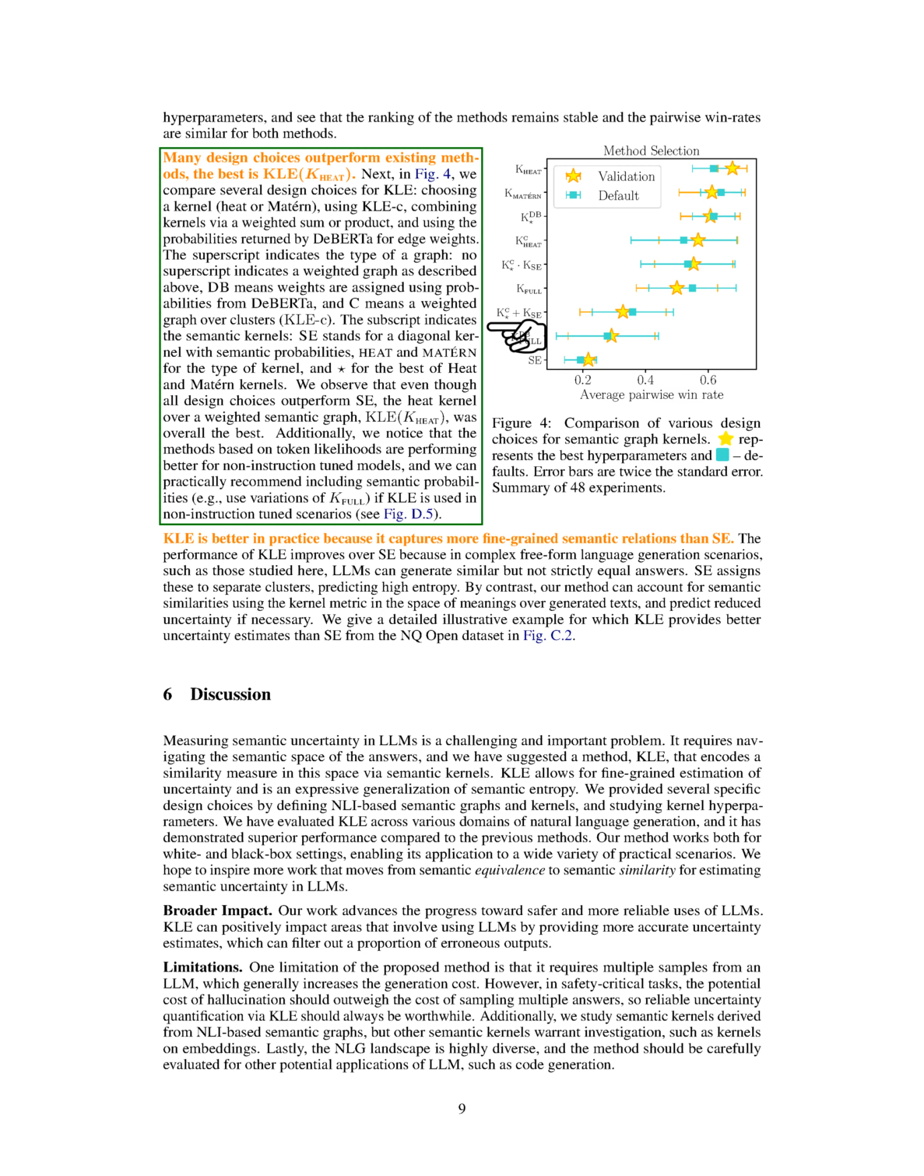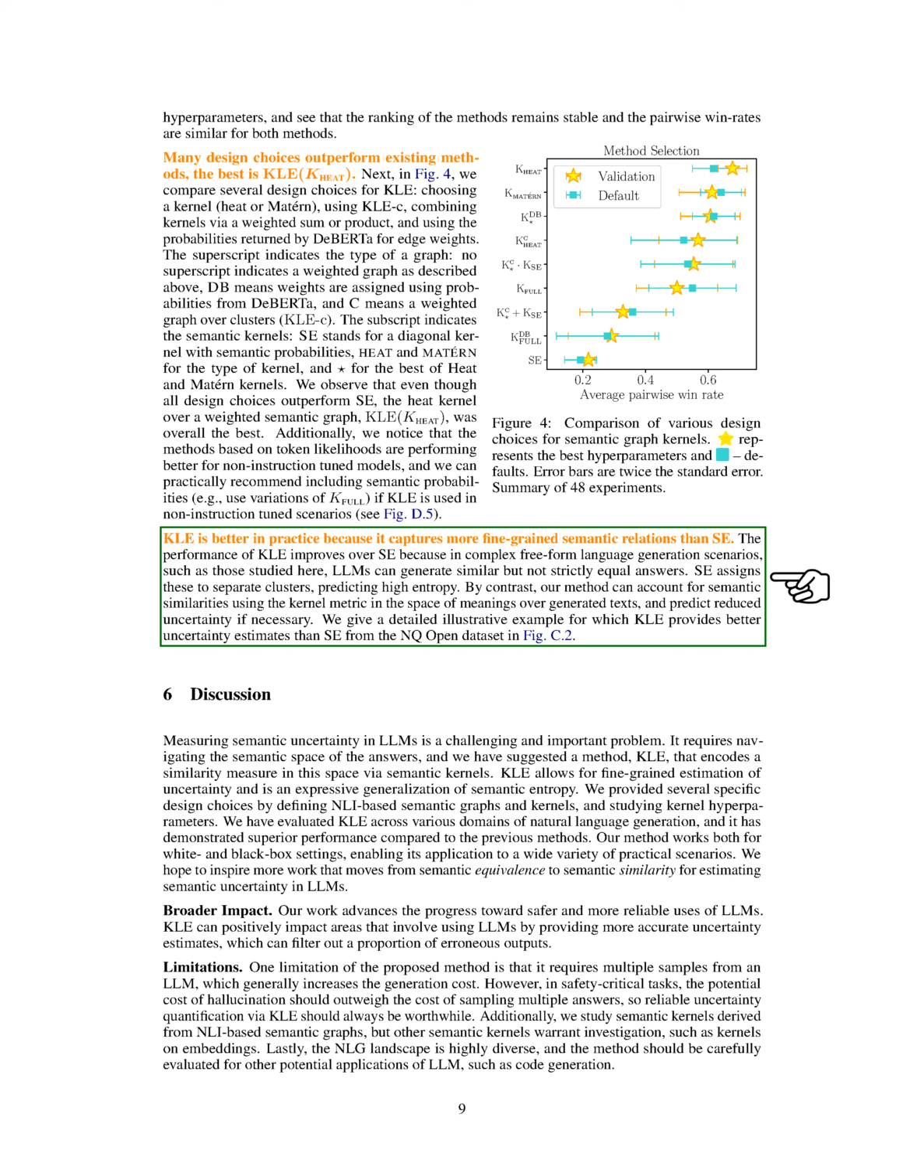Comparing different design choices for KLE, we find that the heat kernel over a weighted semantic graph is the most effective. KLE excels in capturing fine-grained semantic relations, outperforming methods like semantic entropy in complex language generation tasks. This is illustrated through an example from the NQ Open dataset, showcasing KLE's ability to provide better uncertainty estimates.